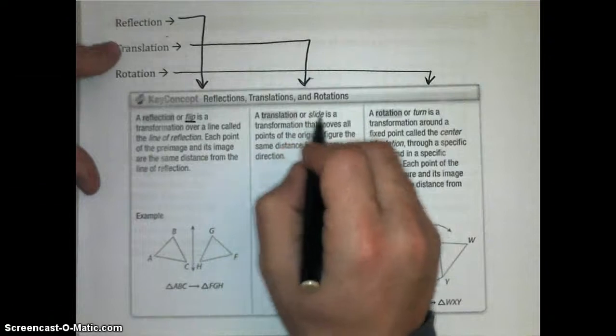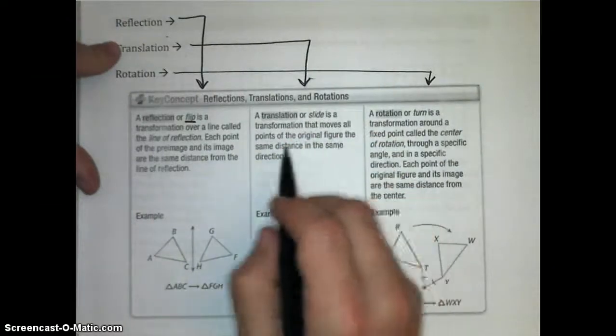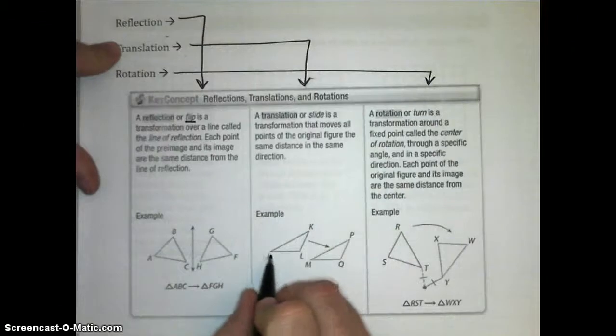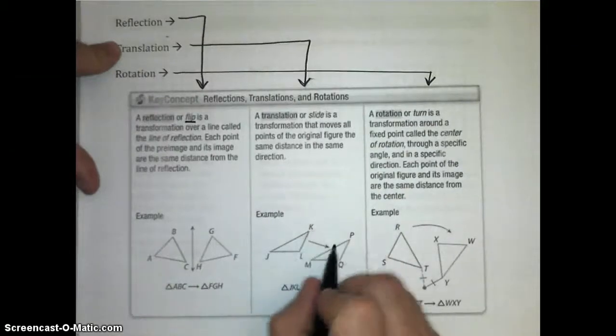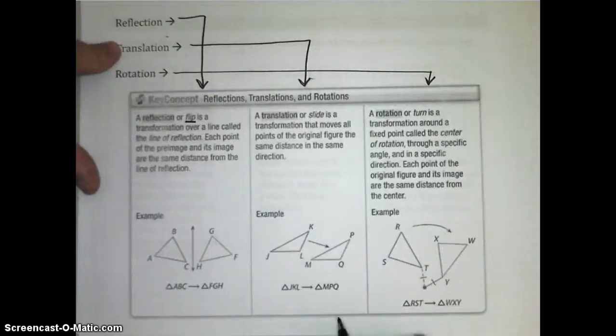A translation is also thought of as a slide. It moves all the points of the original figure the same distance in the same direction. So if I were to measure the segments connecting J to M, L to Q, and K to P, those are all going to be the same length, and those will all be parallel segments.